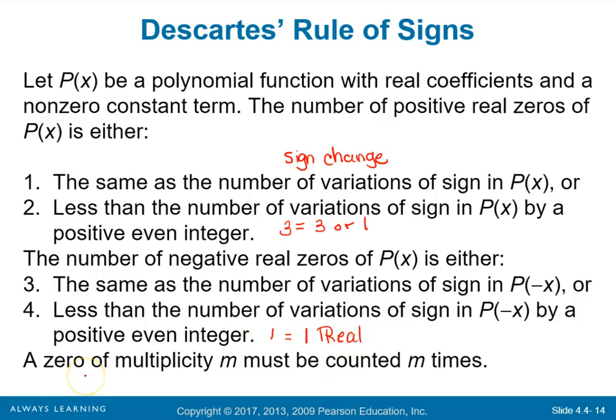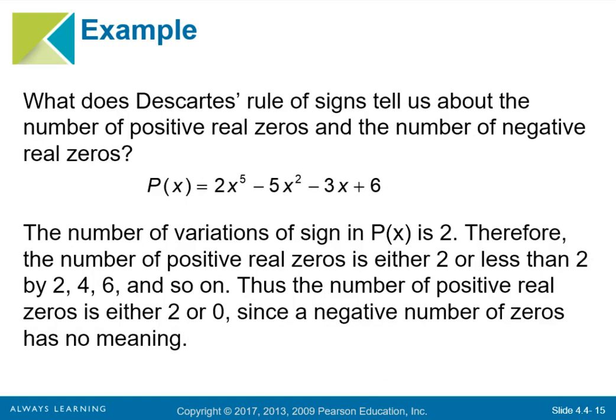So, and this goes back to our saying we have at least one complex. In this case, we actually wind up with one real. All right, and multiplicity, you're going to count it m times, whatever the multiplicity is. All right.